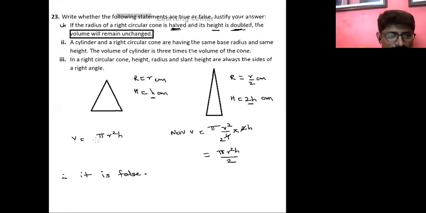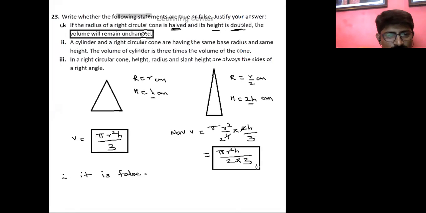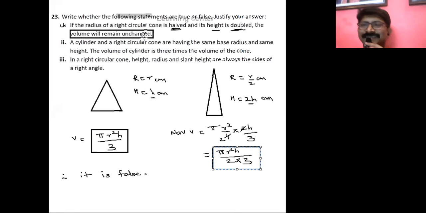Sorry, students, here it will be upon 3 and here also upon 3. So this will remain into 3. But ultimately, if we check, the volume is pi r square h upon 3 and the new volume is pi r square h upon 6. So they are not the same. The volume is different, isn't it? So the first statement is false. I hope you have understood till here.